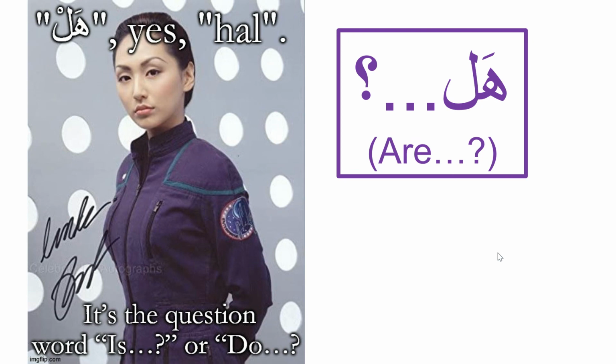Hal. It's not like كيف الحال, the word for condition that you saw before. This is a soft ha. So it's not hal, it's hal. هل أنت بخير؟ Are you well? Or هل البيت جميل؟ Is the house beautiful? And remember, this is our question word for asking are, or is, or do.